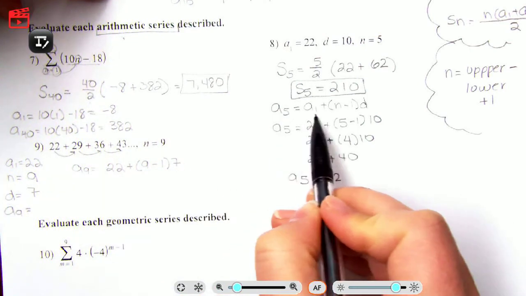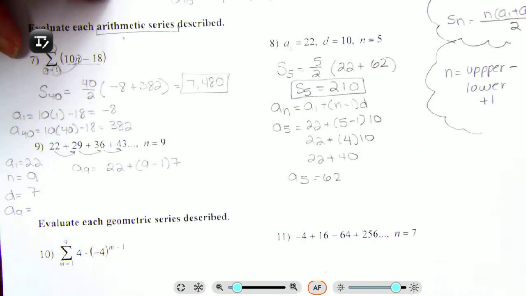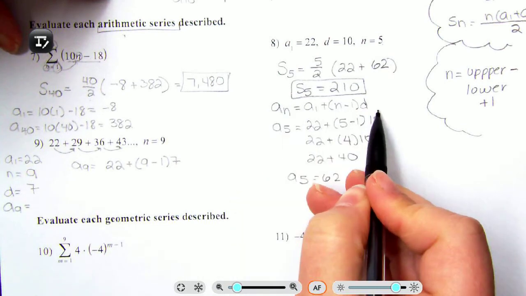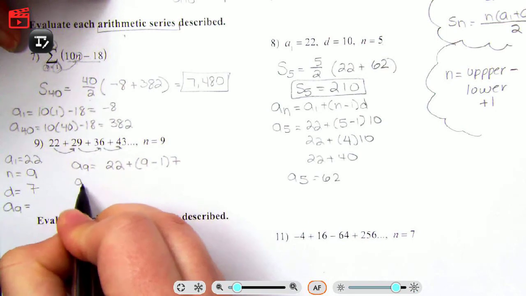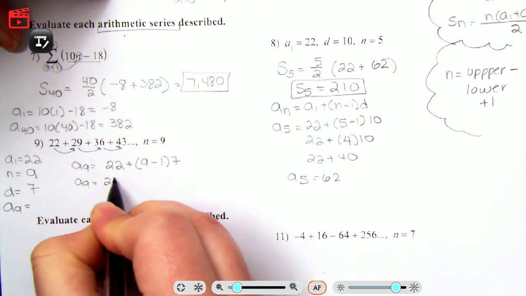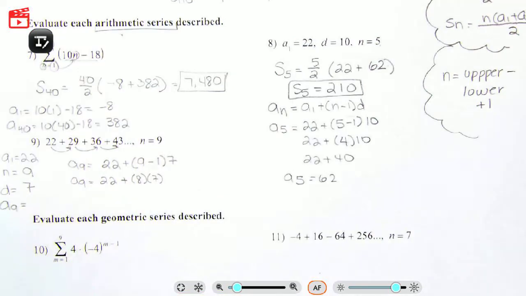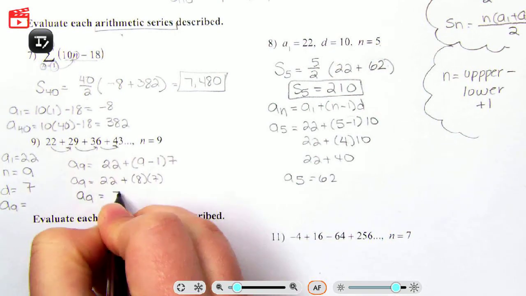I'm using this formula. Let me actually change that to n so we can have an actual generic formula. So this is the explicit rule for the arithmetic sequence, and that's the formula I'm using here as well to find what a sub 9 is. A sub 9 is equal to 22 plus 8 times 7. So 8 times 7 is 56 plus 22. A sub 9 is 78.